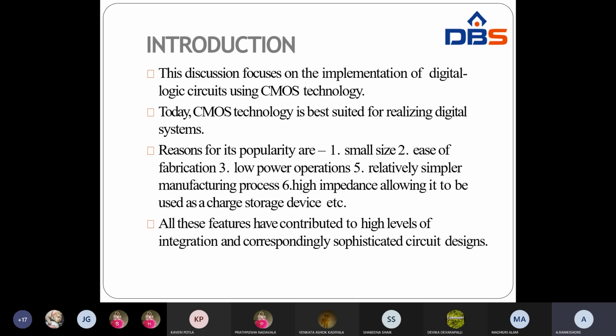Considering the above features, it has contributed to high levels of integration and correspondingly sophisticated circuit designs. Because of these popularity reasons, CMOS technology takes place in high levels of integration, and following CMOS technology gives sophisticated, reliable designs. That is the advantage and importance of CMOS technology.